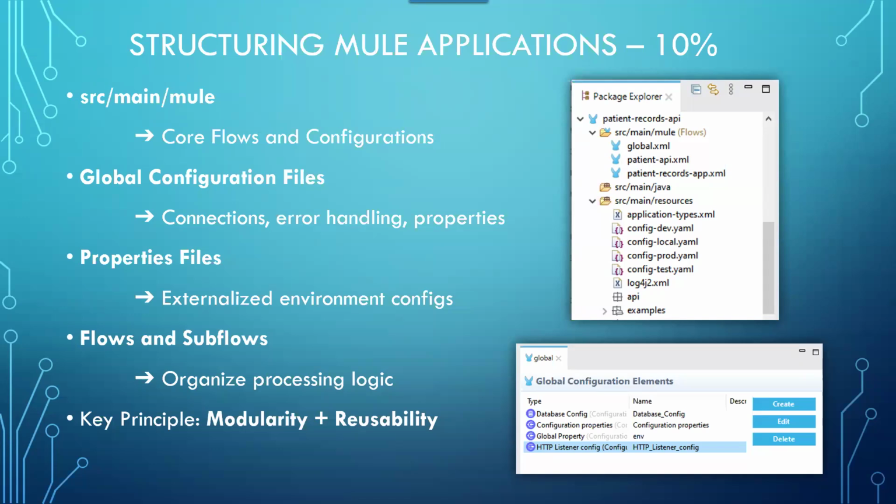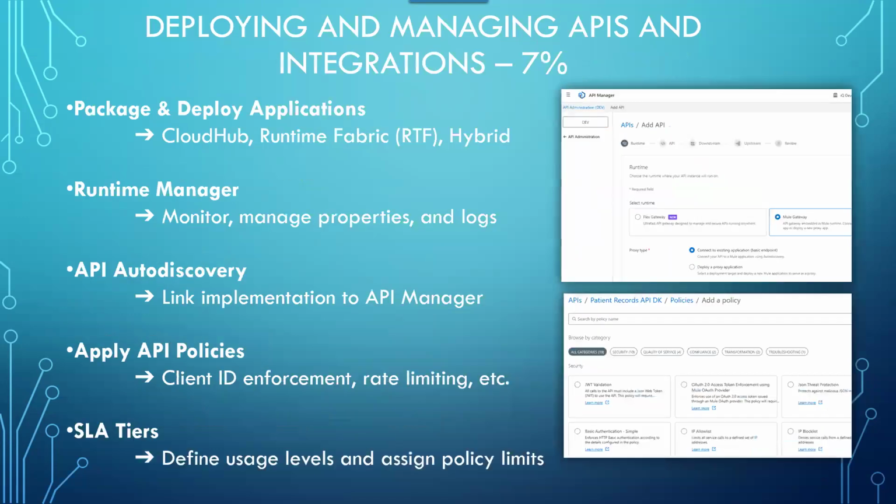And now we're going forward into the next objective, that is deploying and managing your APIs and integrations. So in a previous recording, we talked about the lifecycle of the API. And this is where we're at the iteration where our Mule application has been tested, good to go, and now we're ready to deploy it to a runtime. Now that runtime can be CloudHub, Runtime Fabric, or hybrid.